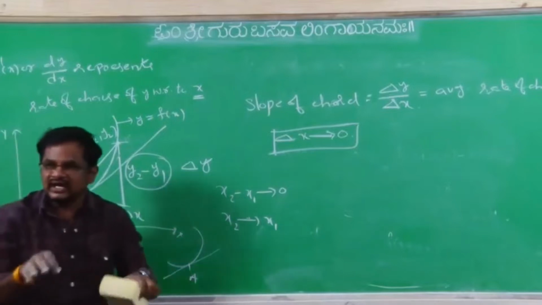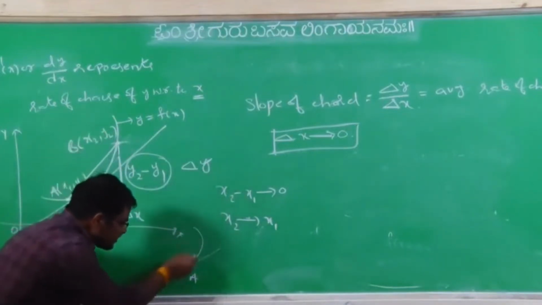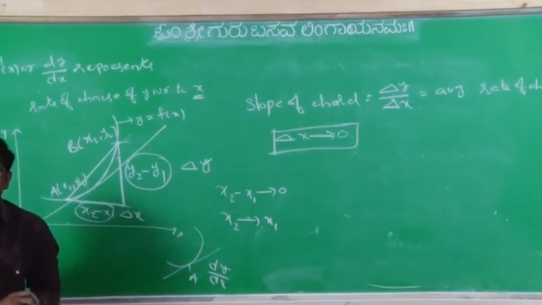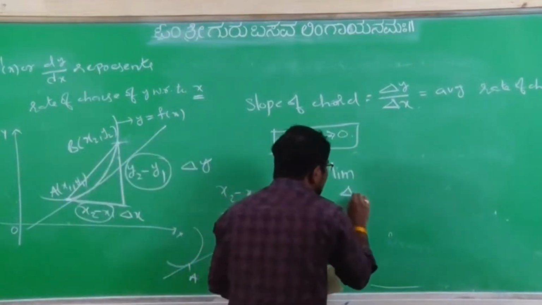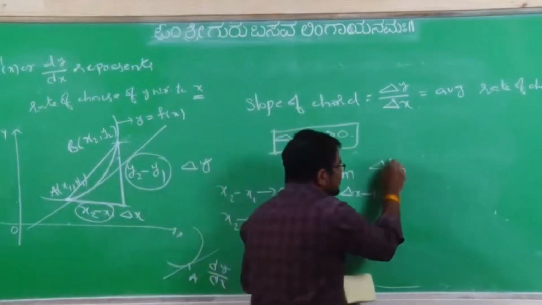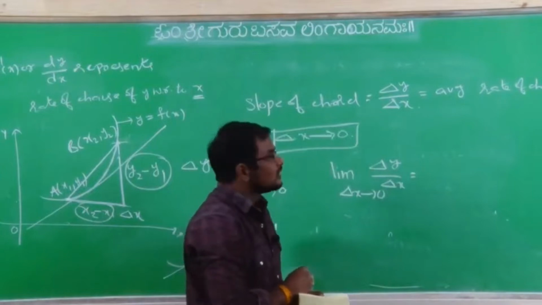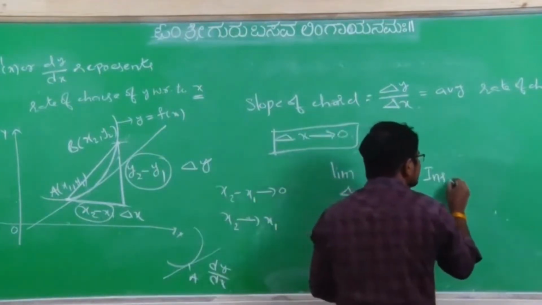But already we know that in differentiation we learned the slope of the tangent to the curve is always denoted by what? dy by dx. That is limit delta x tends to 0, delta y by delta x equal to. So this average becomes what?